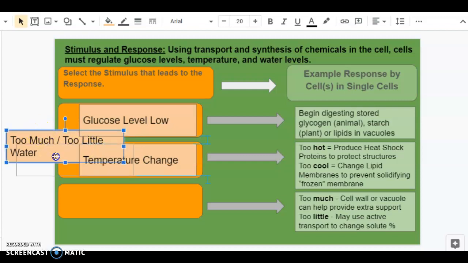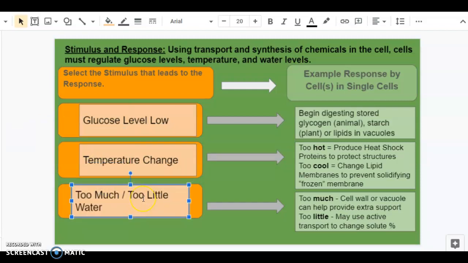And if there's too much or too little water, what might a cell do? A cell might use its cell wall structure or vacuole for extra support if there's too much water inside the cell. If there's too little, it might even need to use some energy to transport solutes to change the percentages so that water will move in by osmosis.